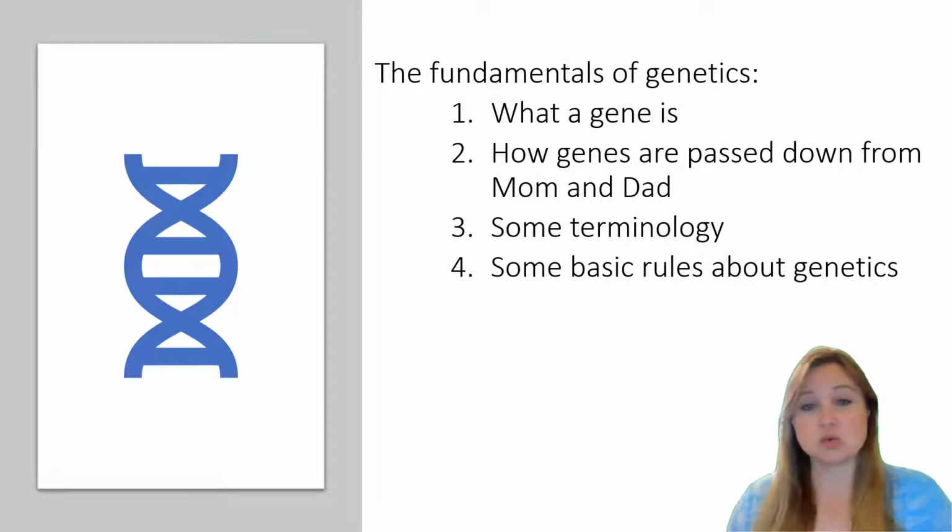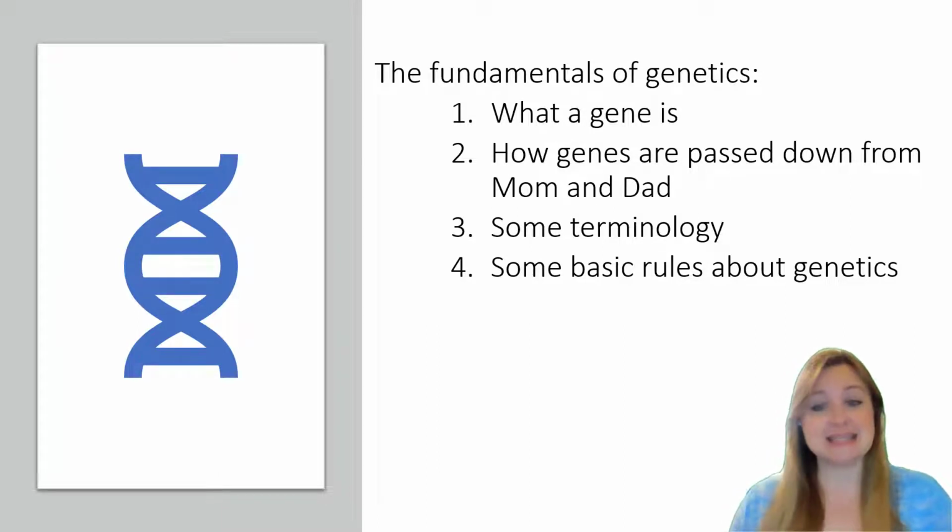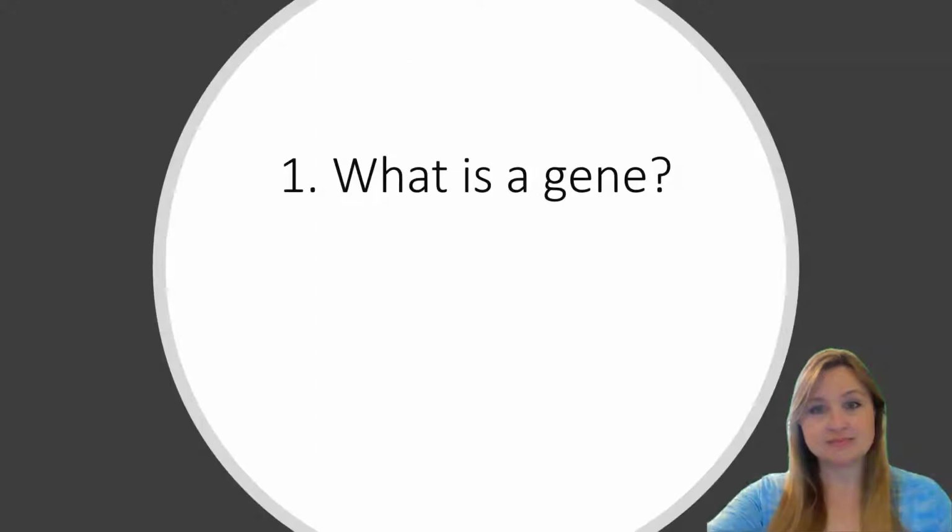The first is what a gene is. The second is how genes are passed down from mom and dad. The third is some terminology that we need to understand in order to work with genetic questions. And the fourth is some basic rules about genetics and inheritance. So the first question is, what is a gene?